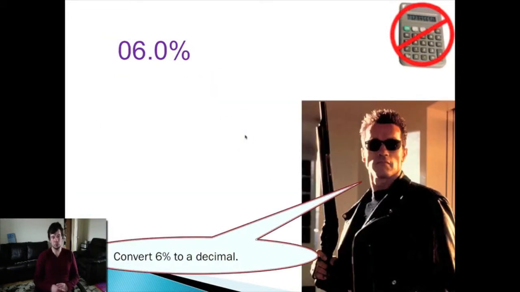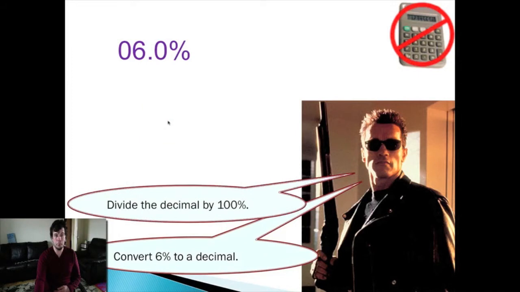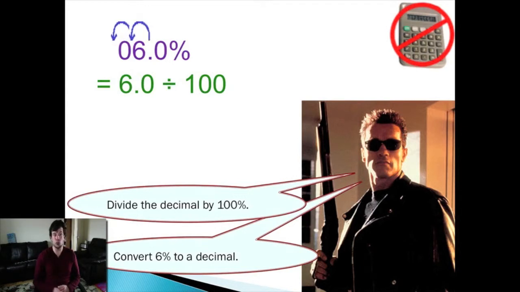Convert 6% to a decimal. What do we do first? Divide the decimal by 100%. That's correct, Arnie. Well done. And how do we divide by 100 without a calculator? Move the point 2 to the left. The point sits before the 0 with nothing or 0 in front of it. So 0.06 as your decimal.